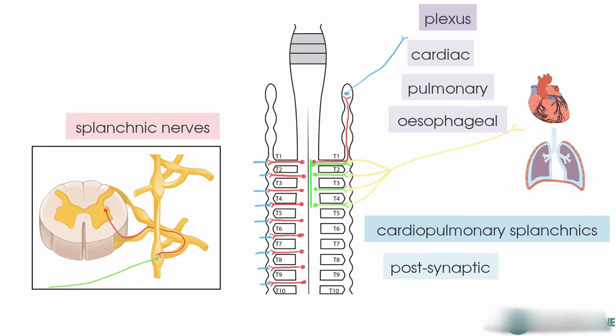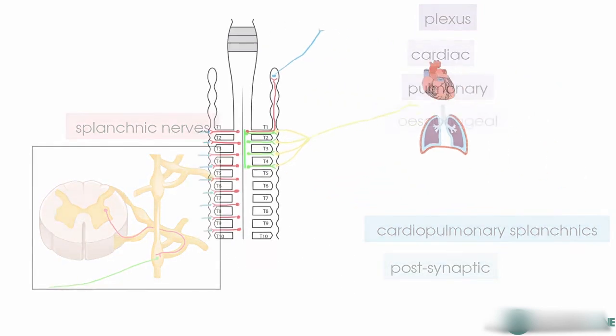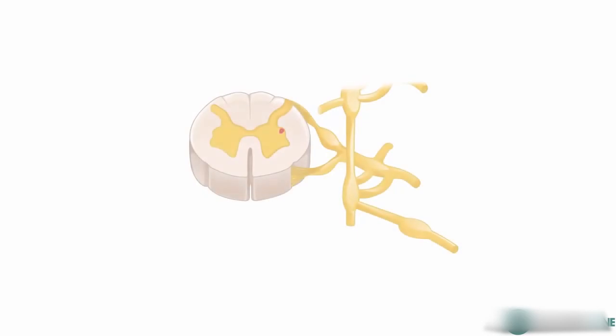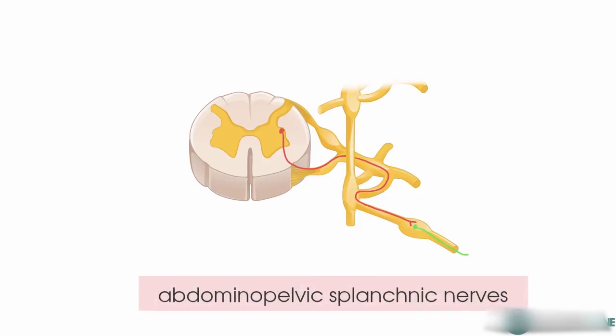Now we will take a look at the case where the preganglionic fibre doesn't synapse in the sympathetic trunk at all. Instead, it passes straight through it and forms a synapse in a peripheral ganglion. Again, these autonomic neurons are not travelling in spinal nerves, so they are known as splanchnic nerves. These splanchnic nerves supply the abdominal and pelvic viscera, and are known as abdominopelvic splanchnic nerves.